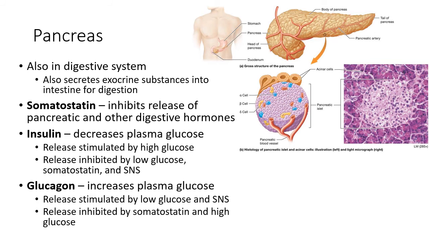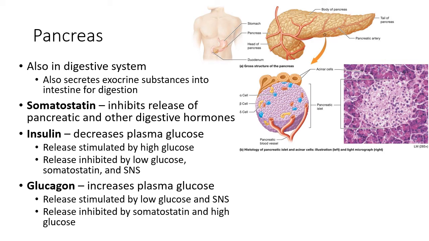Okay, next we'll talk about the pancreas, which is also part of the digestive system because it secretes digestive enzymes into the intestine. That's a type of exocrine secretion. Then it also has 3 hormones that it secretes into the blood, which are somatostatin, insulin, and glucagon. Somatostatin's role is to prevent the release of other hormones. So it inhibits the release of hormones from the pancreas. It inhibits the release of insulin and glucagon. It also inhibits the release of hormones related to digestion from other organs in the digestive system.